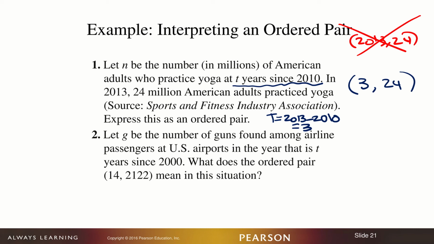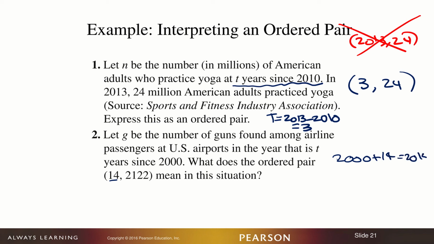In the next example, G stands for the number of guns found among airline passengers at U.S. airports in the year that is T years since 2000, right? So that means the first variable here doesn't represent the year. It represents the number of years since 2000, right? So what does this ordered pair mean? And remember, this one is the number of guns, right? So this means in this year, the year associated with this t value, so that would be 2000 plus 14, right?